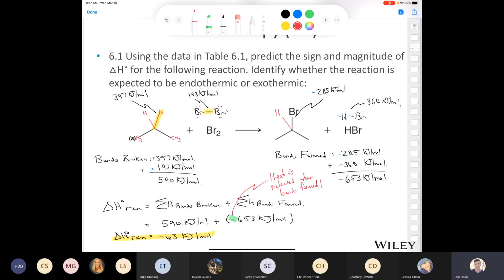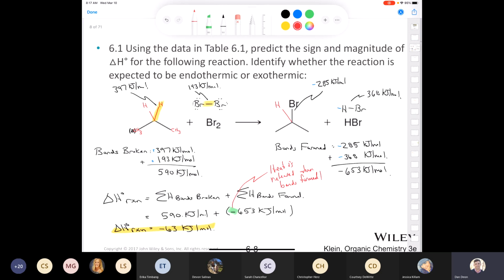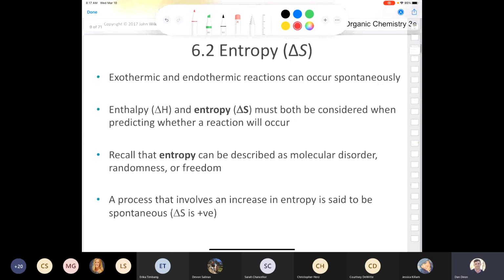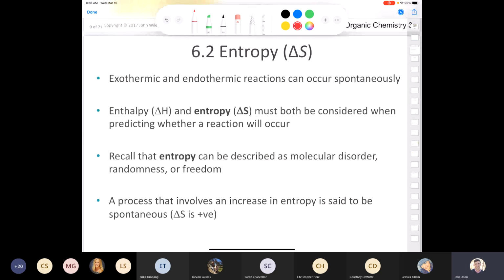And there are some good practice problems in the book that get you accustomed to using Table 6.1. Again, if I ask you to solve a problem like this, I'm going to have to give you the bond dissociation energies. You are not expected to remember any bond dissociation energies. Well, let's move on to entropy, right?